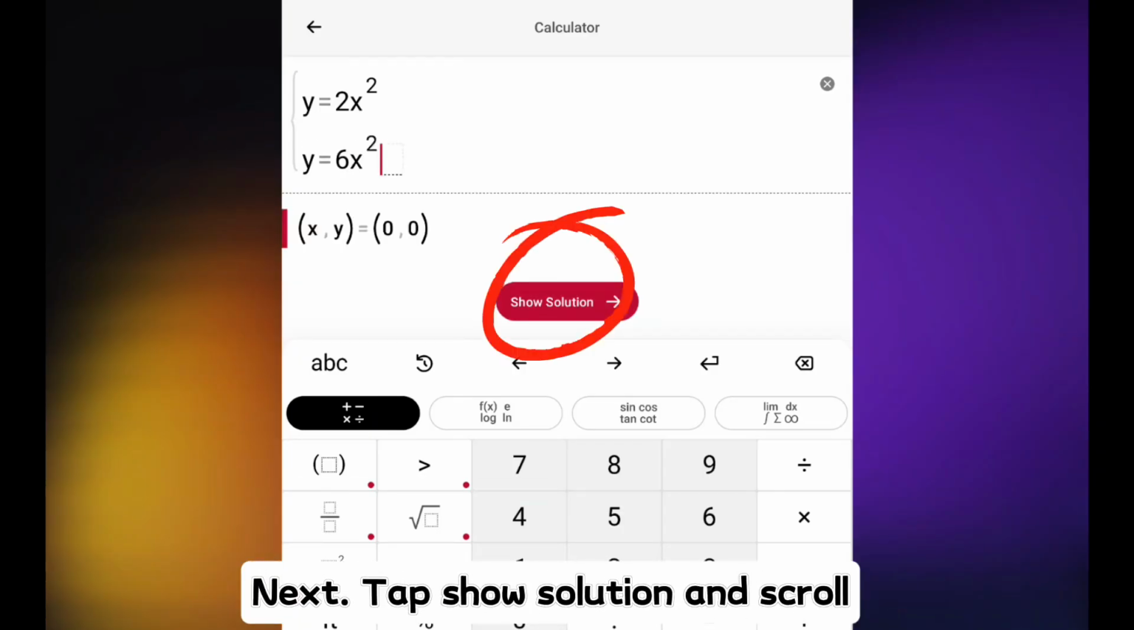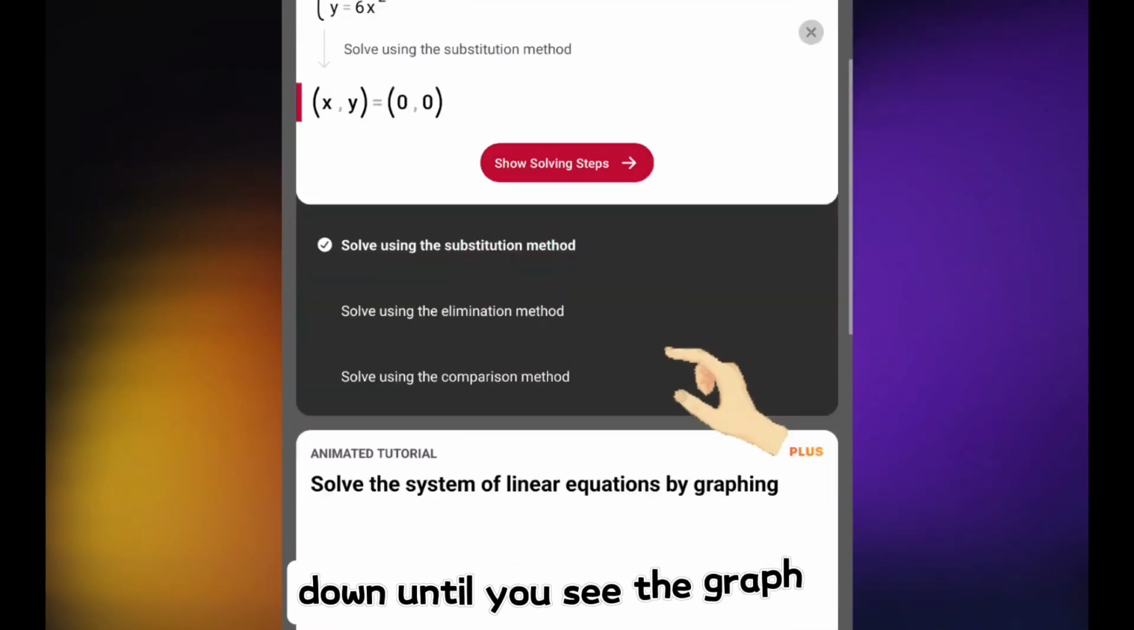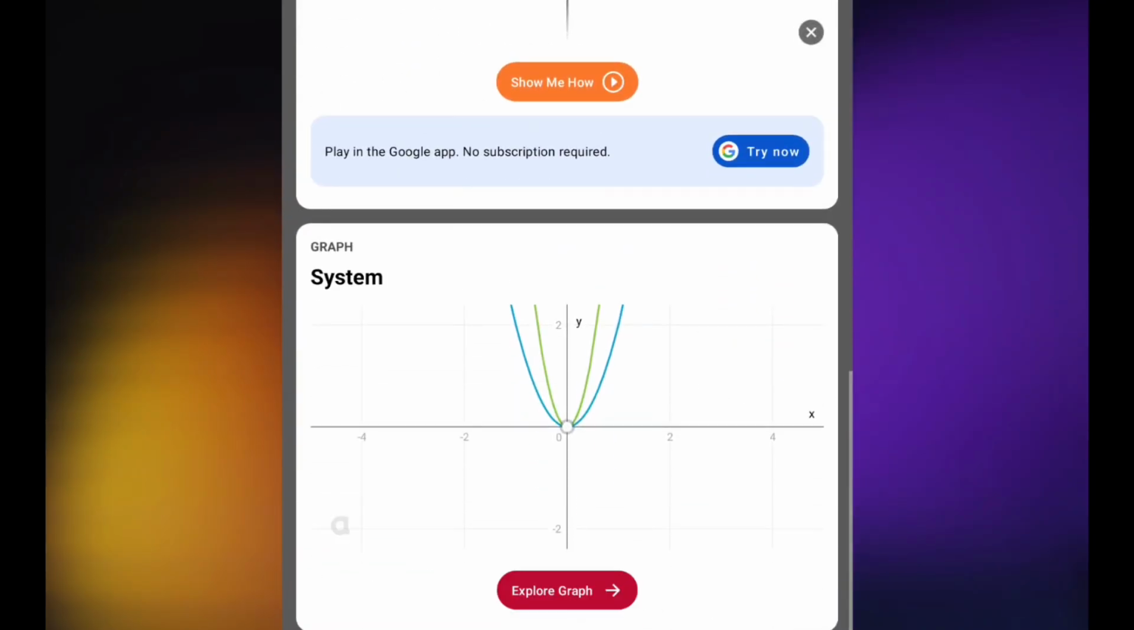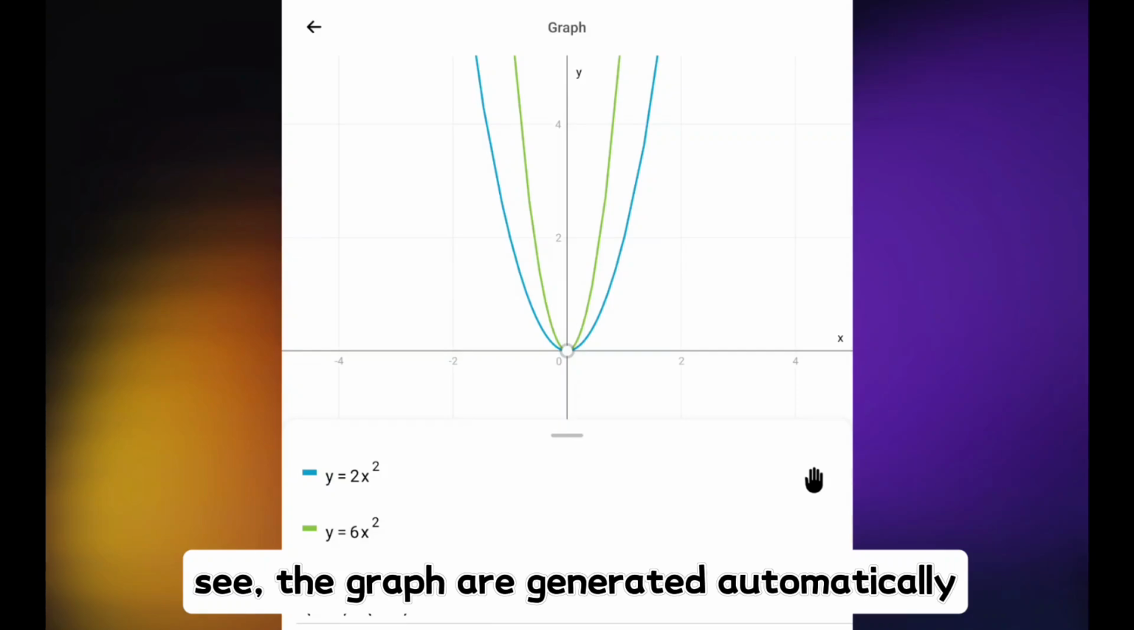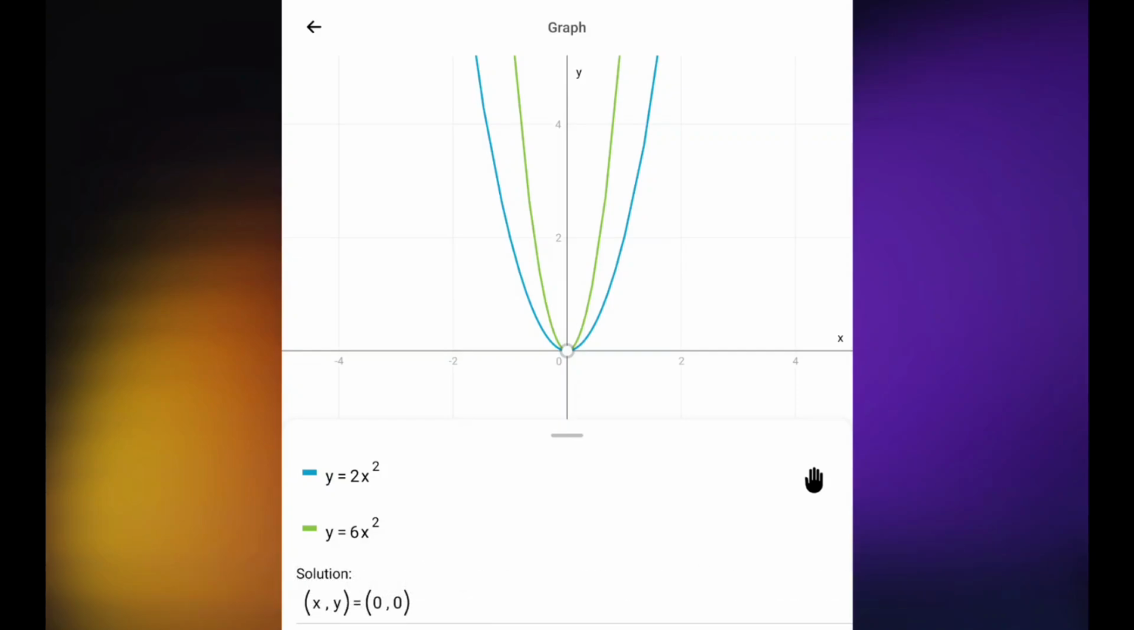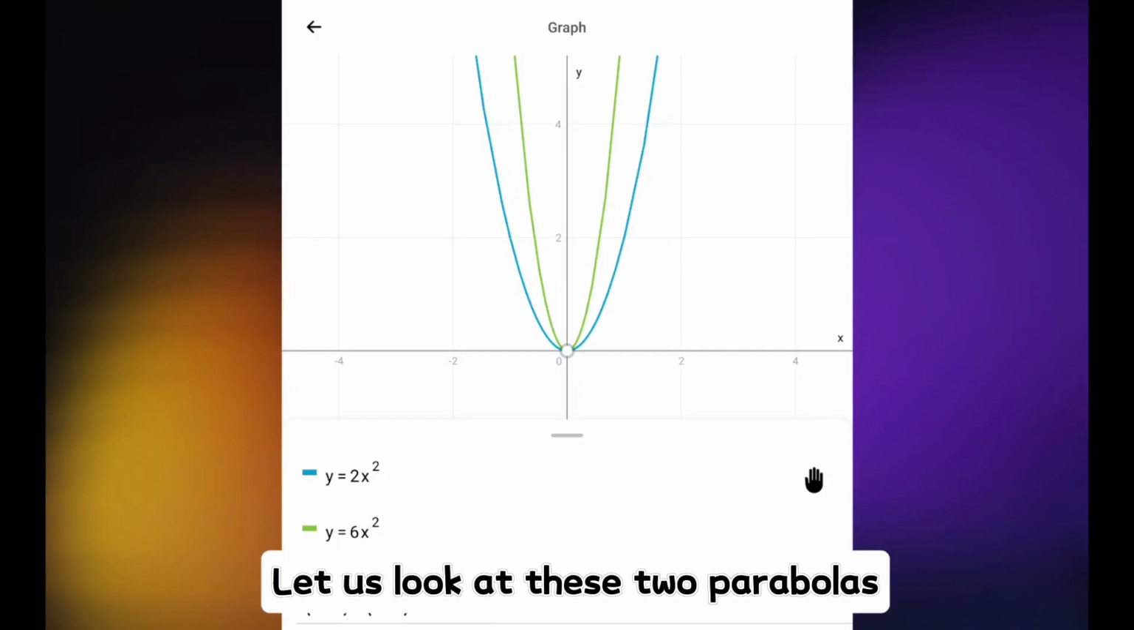Next, tap Show Solution and scroll down until you see the graph, and click on Explore Graph. See, the graphs are generated automatically. Let us look at these two parabolas.